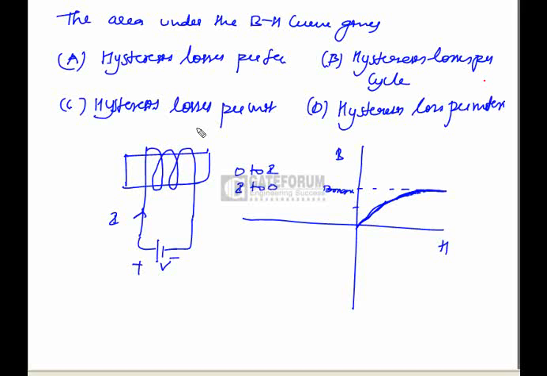The area under the BH curve gives... Suppose you have a magnetic material like this and a winding is wound on this magnetic material. This is a winding, and we have applied a voltage with plus and minus terminals. In this way, current I will flow in the winding, in this direction.